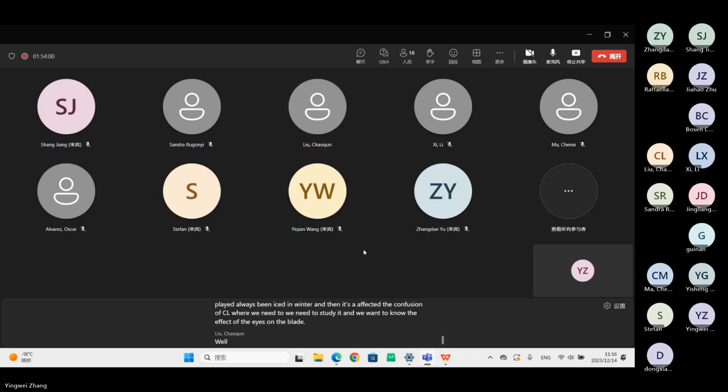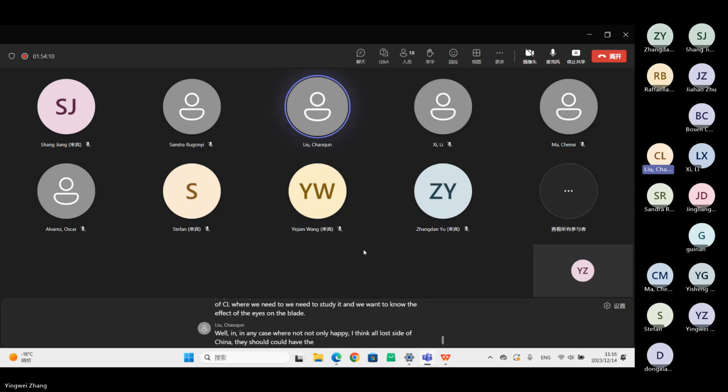Well, not only Harbin, I think all the north side of China could have ice or snow. That could change the airfoil shape. When they change the shape, as you said, you get more vortex structures. Maybe you can change the wakes, something like that.